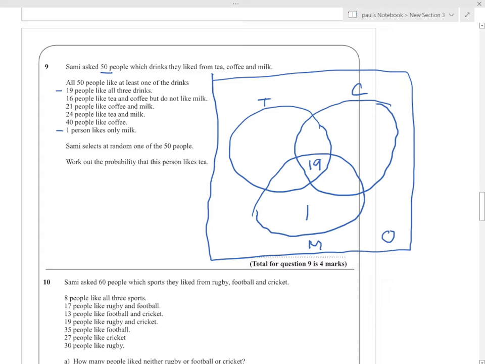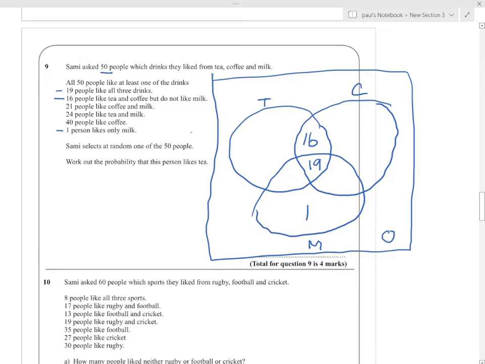So, goodness me. Let's have a look. What's the next one to do? 16 people like tea and coffee. So this is shared. 16 people like tea and coffee but don't like milk. Ah, right, the milk goes all over the way. So those 16 people have got to go in there because they like tea and coffee but don't want to be in the milk thing. Right. Now, can we fill in the rest of this tea thing?